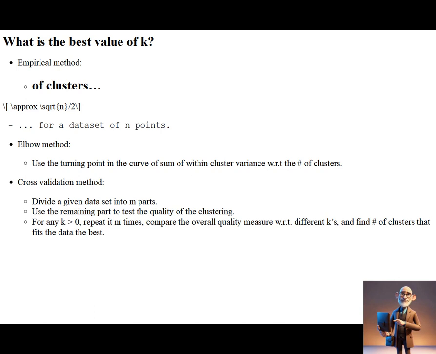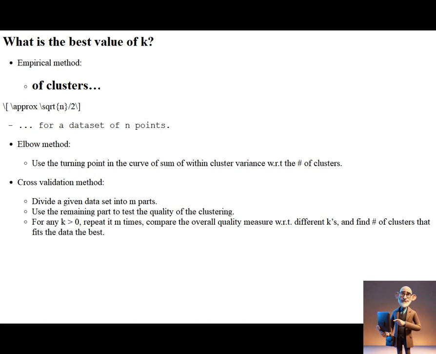Lastly, we have the cross-validation method, which introduces a level of sophistication by dividing the data set into multiple parts. Here's how it works. Divide the data set into M parts. Use one part for testing the quality of clustering. For any given value of K, repeat this process M times, comparing the overall quality measure with respect to different K values. Identify the number of clusters that best fits the data.